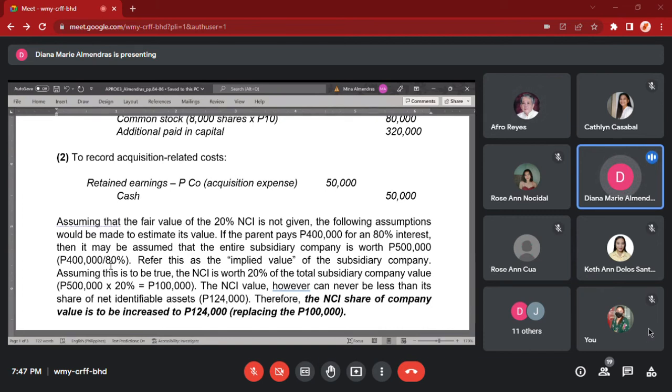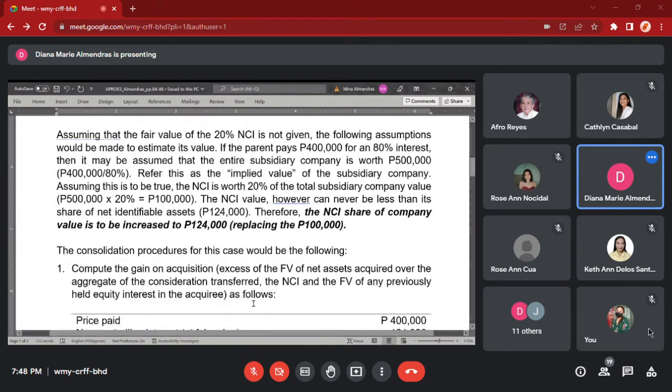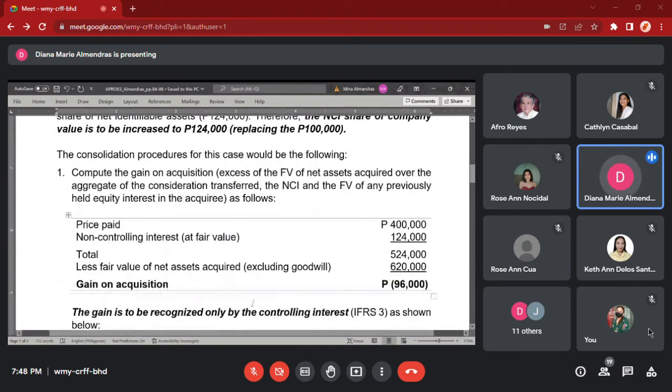The NCI value, however, can never be less than its share of net identifiable asset, which is 124,000. Ang NCI value daw ay hindi dapat mababa sa NCI percentage ng fair value of the net assets. Ito yung fair value of, nakuha to dun sa fair value of net assets ni S Company, which is 620,000 multiplied by 20%. Therefore, the NCI share of company value is to be increased to 124,000, replacing the 100,000. The consolidation procedures for this case would be the following.